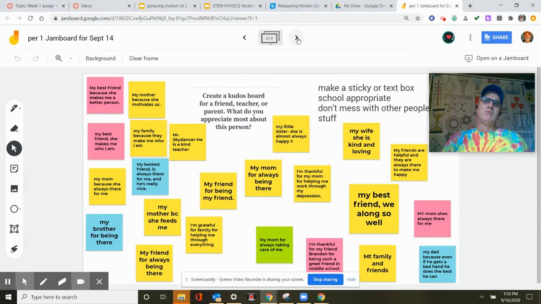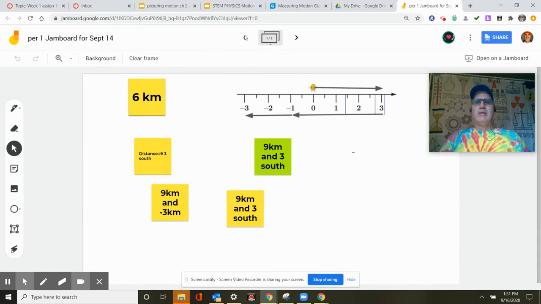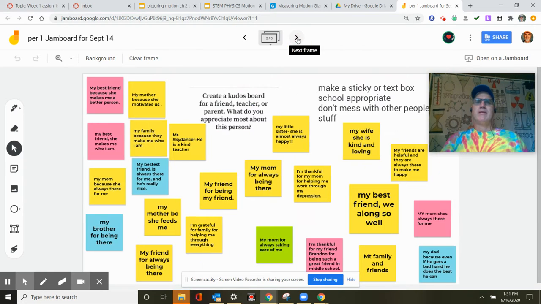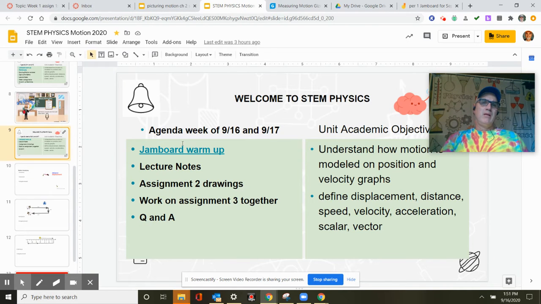In today's Jamboard, we created some kudos for a friend, teacher, or parent. And you can see here's one from one of our classes. And then, well, that's later on that same day. Let's see, what else did we do? Then I gave some lecture notes, apparently.